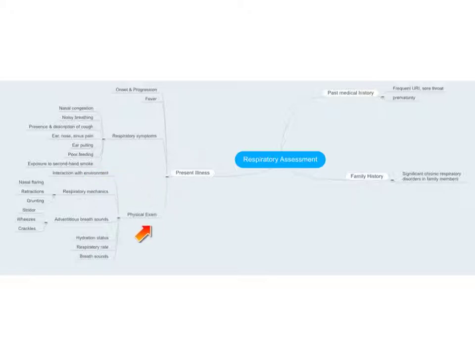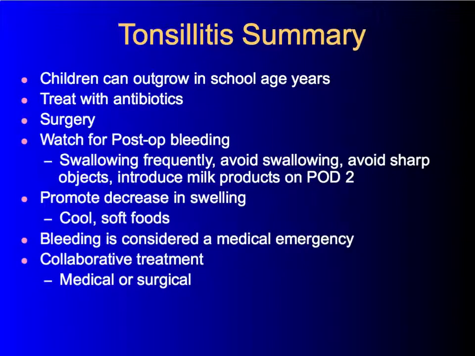And the last part of the assessment is the physical exam. So the nurse wants to go in and assess interaction of the child with their environment. Look for respiratory mechanics. Is there any nasal flaring, retractions, or grunting? Then listen for any adventitious breath sounds. Do they hear stridor, wheezes, or crackles? We want to assess the hydration status by doing daily weights. Vital signs will give us the respiratory rate, and listening to the breath sounds will tell us about any adventitious breath sounds.